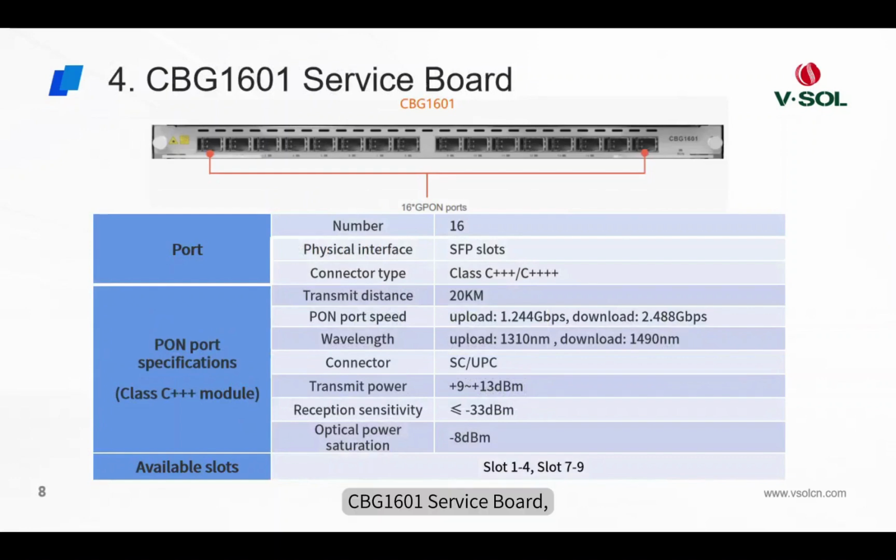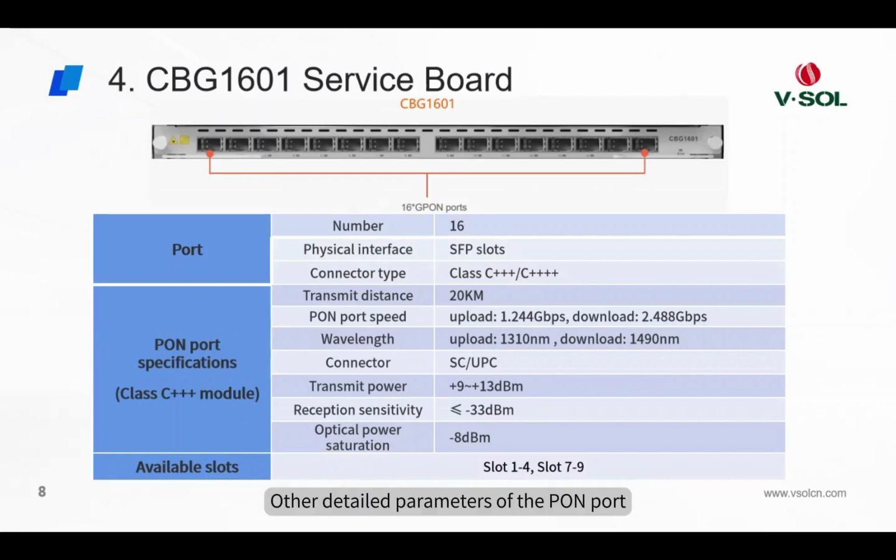CBG1601 service board. It is a GPON board with 16 PON ports. It requires the use of Class C3+ or Class C4+ SFP modules, with SC UPC specifications for fiber optics and a signal transmission distance of 20 kilometers.